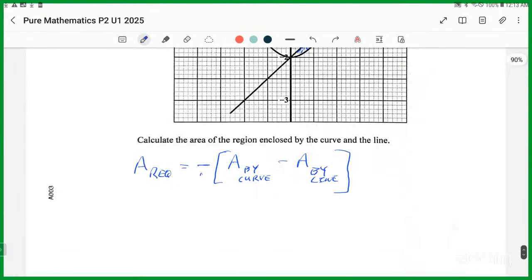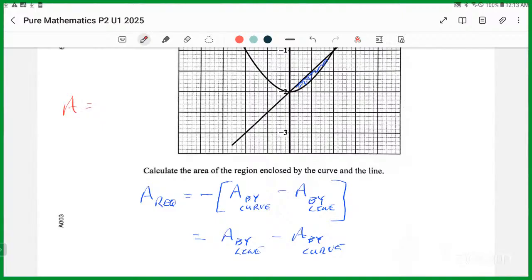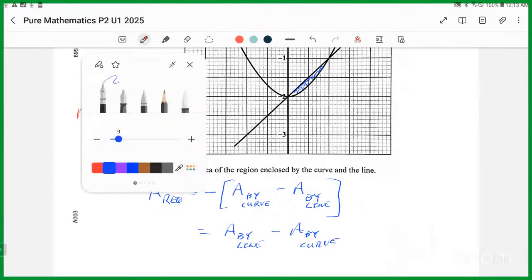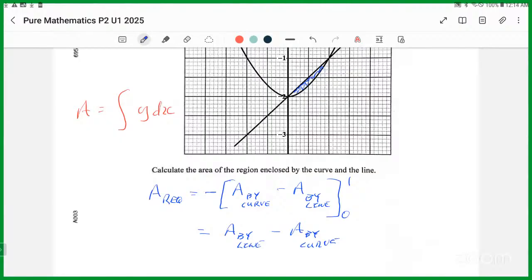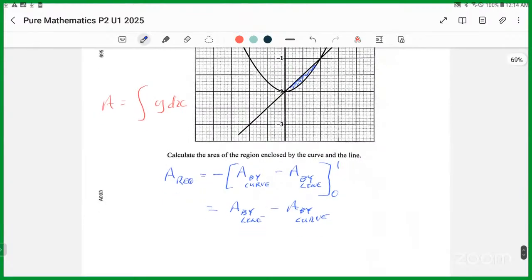We're going to transpose this negative over here, turn this into positive. So then it becomes the area by the line minus the area by the curve. Remember though, that area is the integral of y dx, right between the limits of 0 and 1. So we have to subtract them again. Line minus the curve.